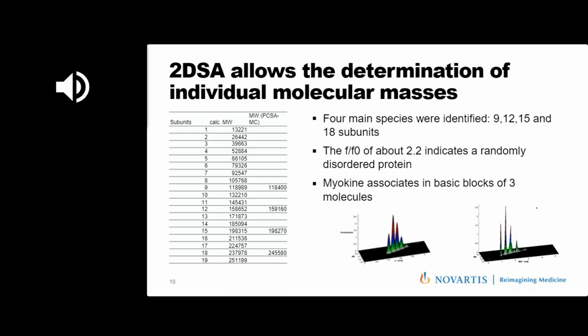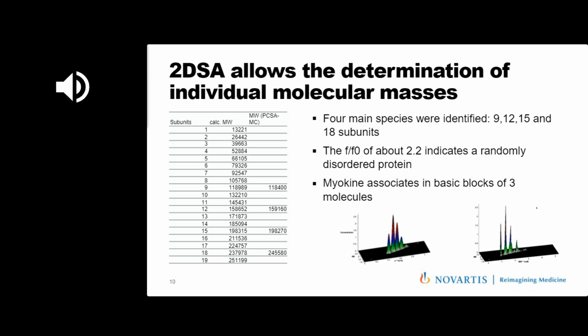If you go for the molecular weight, the monomer molecular weight is 13 kilodalton. Just multiply it by the oligomeric states and look what's in there. You see here a remarkably consistent set of 4 species, which correspond to 9, 12, 15, and 18 subunits.